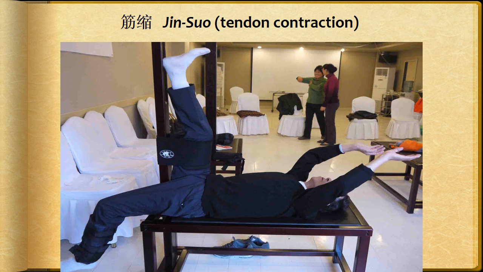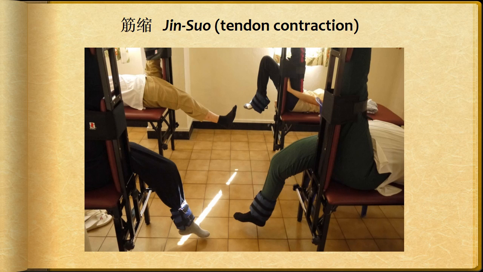This is a 65-year-old gentleman. You can see his legs are kind of all shrunken. It's like a shrimp, we say. This is called Jinsuo. These are the people who are in their 40s or 50s. You can see from their postures how serious the Jinsuo, or tendon contraction, has become.